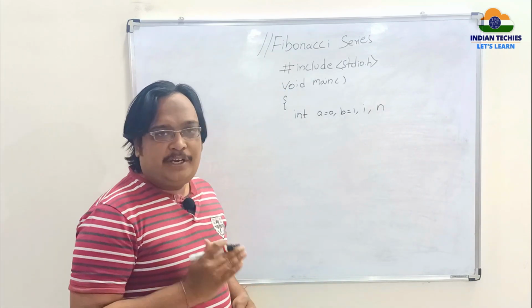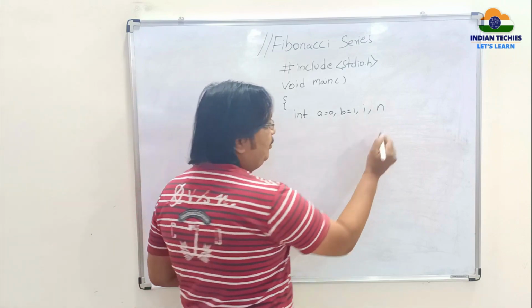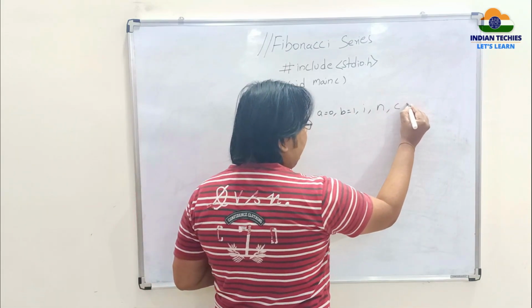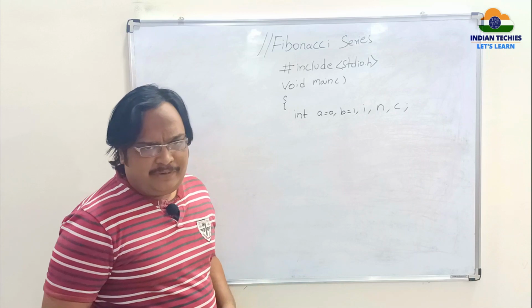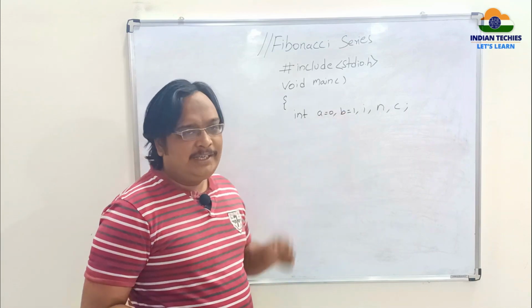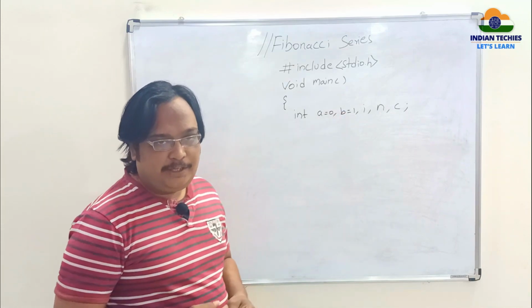Next, always you have to add the A and B values. For that purpose, I am taking one more variable called C. Semicolon. If we require any other variables, we can declare them later. First, we will start writing the program.